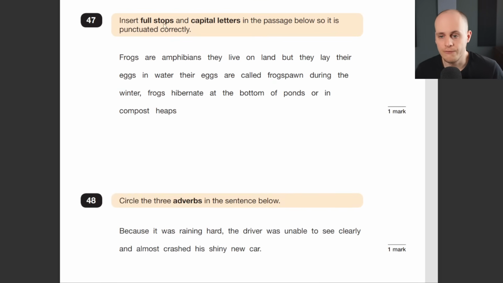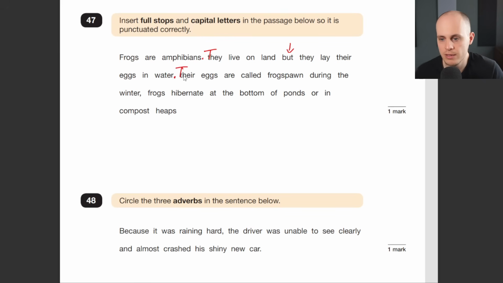Number 47, insert full stops and capital letters into the passage below so that it's punctuated correctly. Great question. You might think it's easy, but kids often fall flat on this one. Frogs are amphibians. They live on land. Straight away, that's the end of a sentence right there, isn't it? Okay, I can just tell it goes on to something else. Frogs are amphibians. They live on land. I could stop there, but I actually have got a coordinating conjunction here, which means I'm going to carry on. They live on land, but lay their eggs in water. Okay. It clearly goes on to a new sentence here, so there's my next full stop, capital letter.